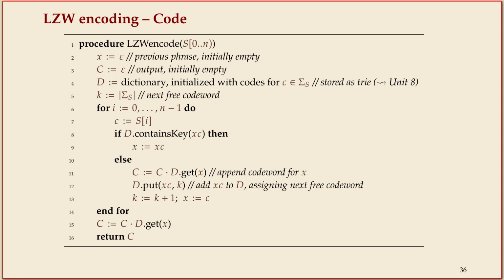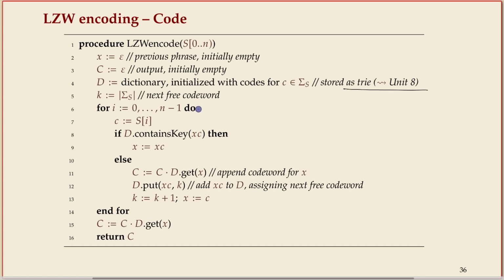If you want to implement this efficiently, here's some pseudocode that describes what I've just done. So we keep the previous phrase that we just encoded, and that's the output, the coded text. We have the dictionary. Now, we use a data structure here that we haven't discussed in detail yet. So you might only understand the running time when you come back from Unit 8 to this. The next free code word we have to store. So we already have the dictionary filled with all the characters in sigma. So the next free code word, excuse me, is that one.